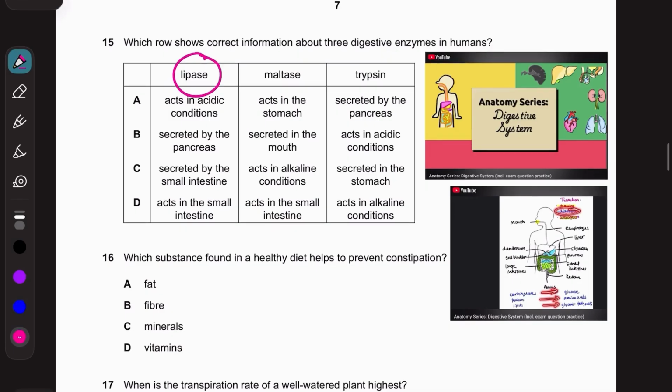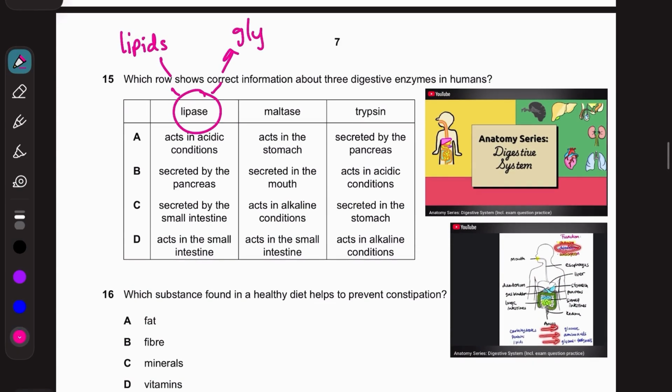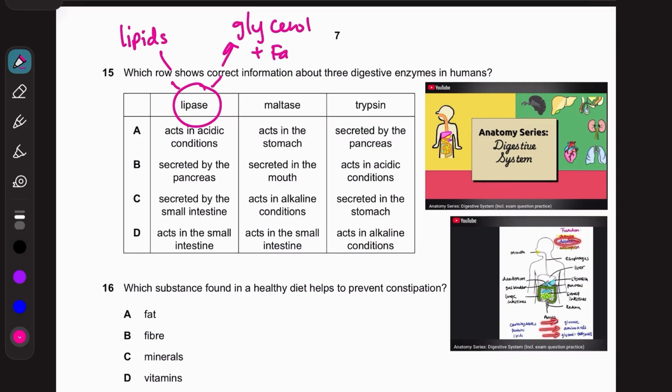So it's breaking down lipids. You can pretty much guess that, right? Lipase, lipids. It breaks down the lipids into what? What are lipids made of? They're made of glycerol and fatty acids, right? So fatty acids. That's just a bit of revision there in general.